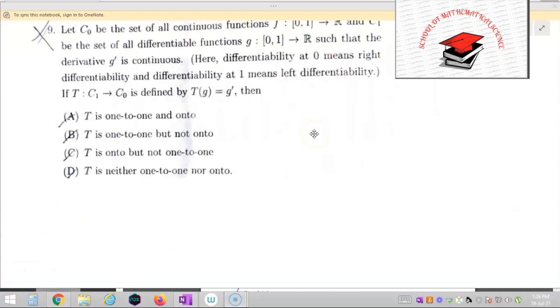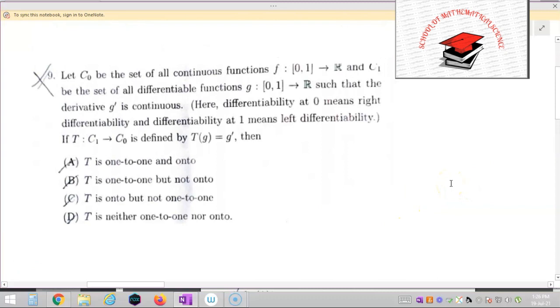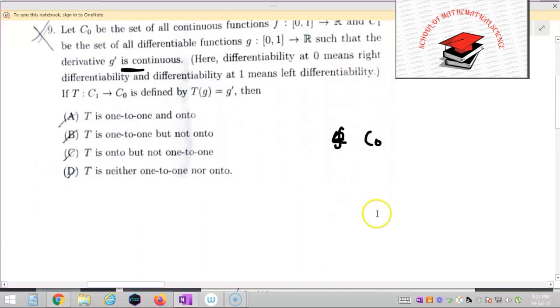So students, question number 9 says that C0 is the set of all continuous functions f from the closed interval 0 1 to R, and C1 is the set of all differentiable functions g from 0 1 to R such that g dash is continuous. So C0 is the set of all continuous functions on the closed interval 0 1, and C1 is the set of all differentiable functions whose first order derivative is continuous. They define a map T from C1 to C0 by T of g is equal to g dash.